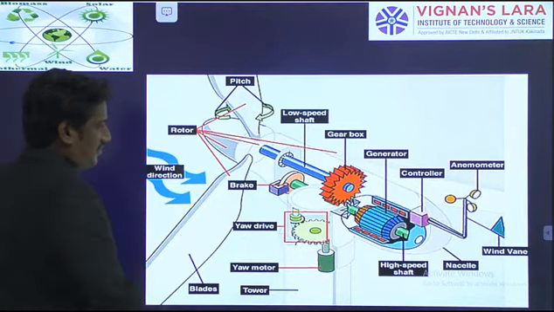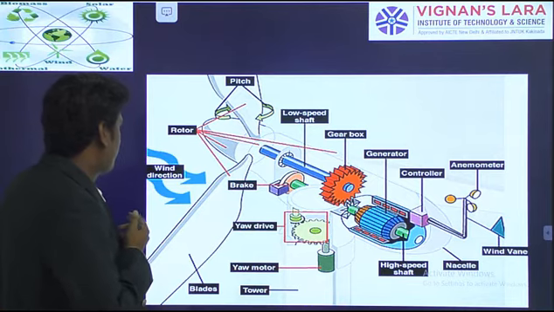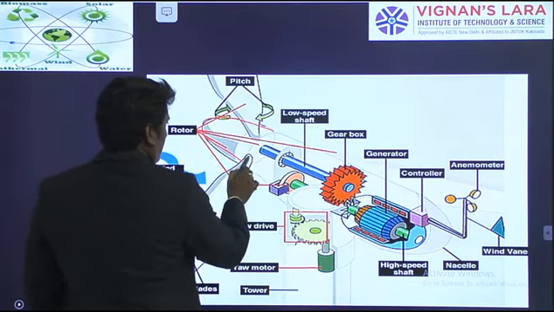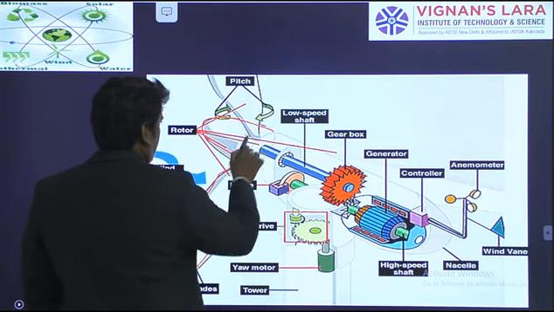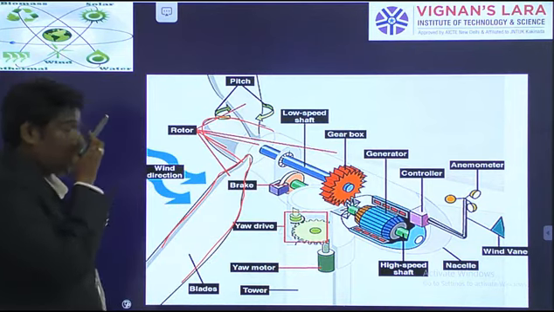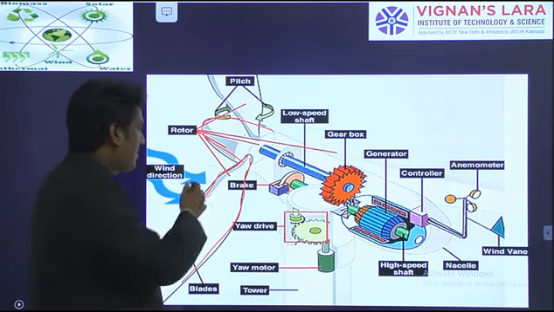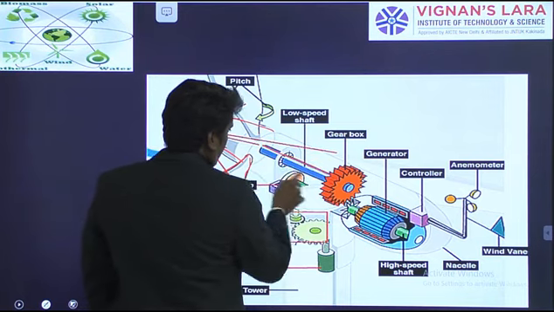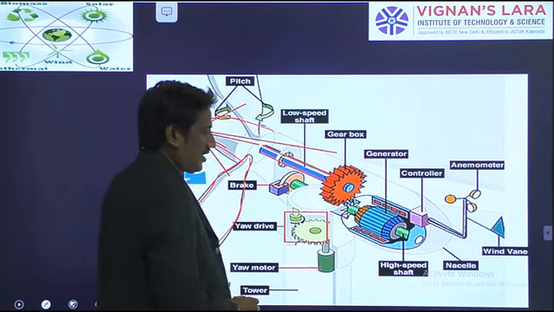Again, you can observe here. This will be the hub. To the hub, the rotor blades will be connected, which will be twisted. The rotor blades are airfoil type, which are twisted, as you can observe here. The hub is connected to the shaft, and to the same shaft the gear mechanism will be connected.